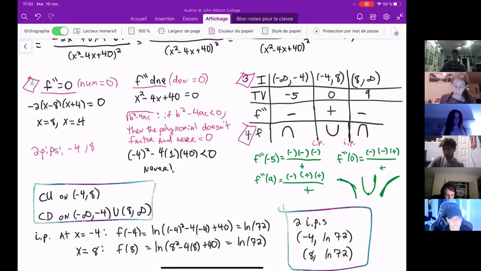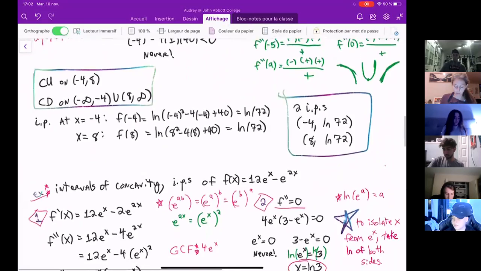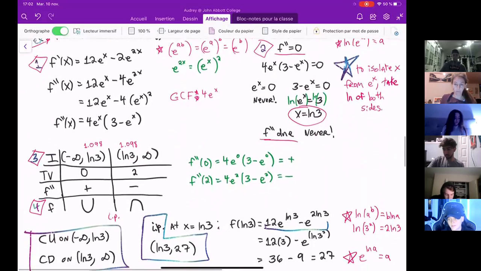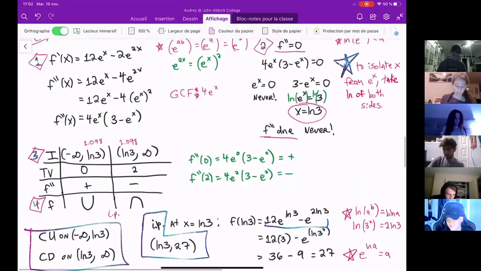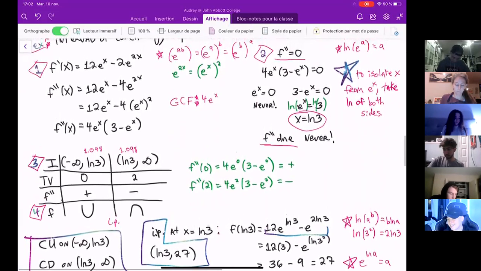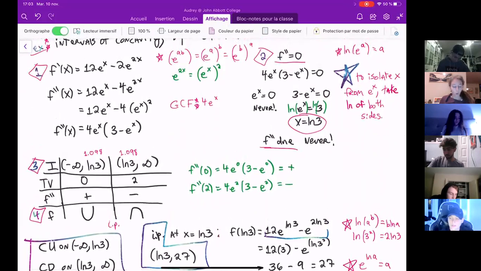Okay, I want to look at the next one here. So here we're trying to find out if the critical values represent maxes or mins. If my critical value occurs between negative infinity and ln 3, is that going to be a min or a max? Min. Going to be a min.